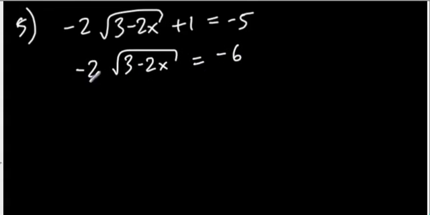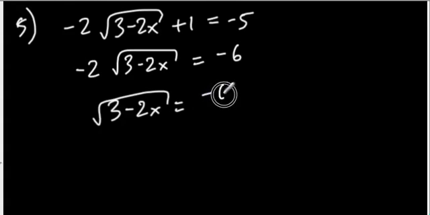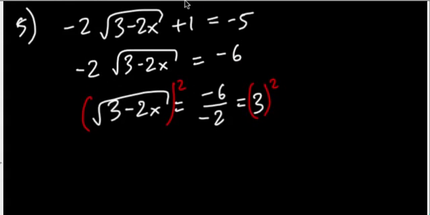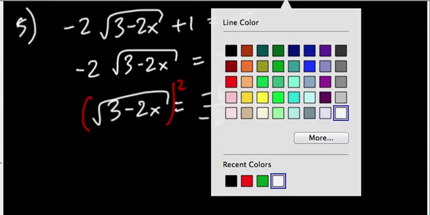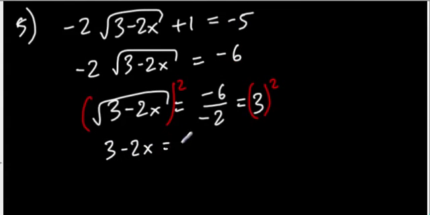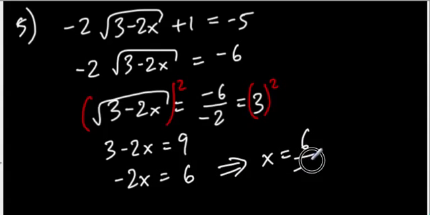Then you divide by negative 2 on both sides, so negative 6 divided by negative 2 is equal to 3. Now what we want to do is square. So this gets squared, that gets squared. Okay, so we get 3 minus 2x is equal to 9. And if we rearrange this, we get negative 2x is equal to 6. So therefore, x is equal to 6 divided by negative 2, which is equal to negative 3. All right, and that's our second last one.